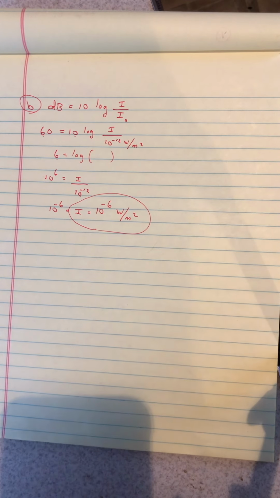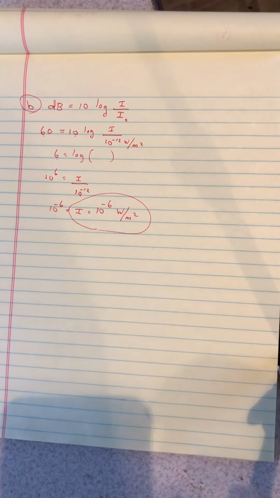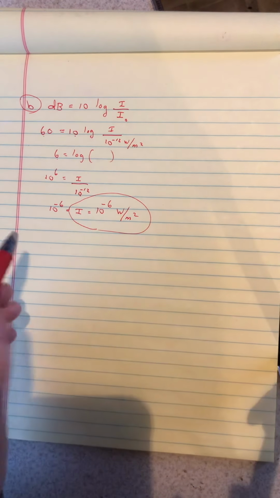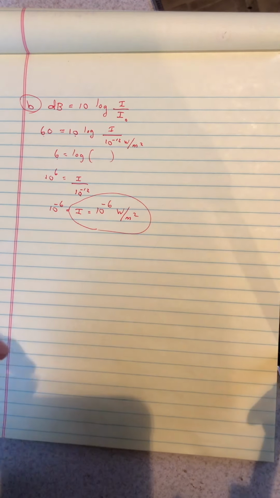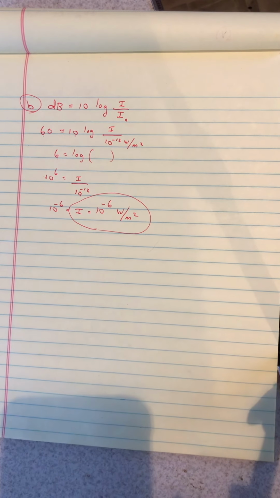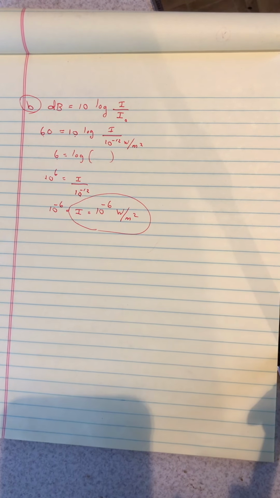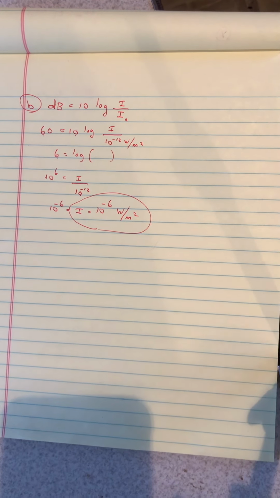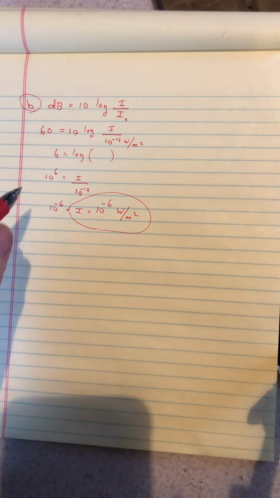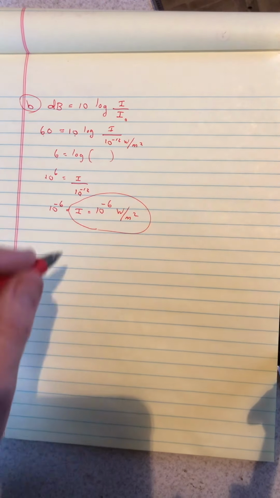Let me just read it real quick, or explain it. This is the one with the block going back and forth. And part B said if the maximum sound level heard by the person is 60 dBs, and that's where the problem cut off. I just assumed it said what is the intensity, so I did that.